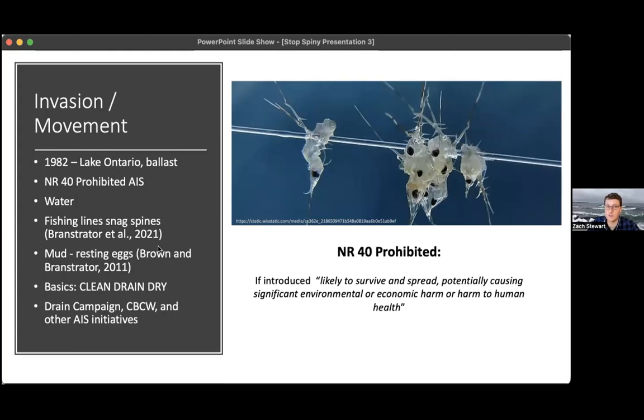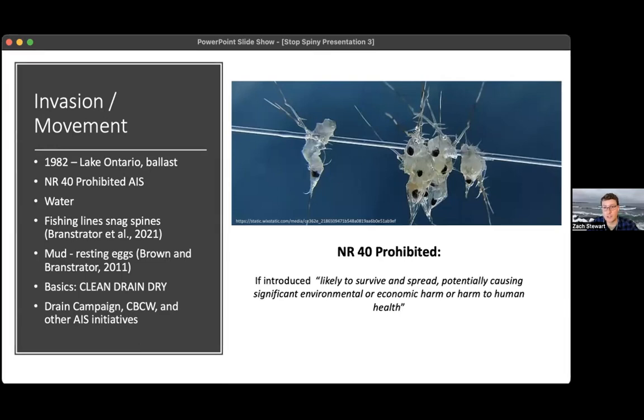And there's some really interesting recent research from Don Branstrator at UMD in Duluth. He and his group are documenting that fishing lines being trolled behind boats are actually quite effective at snagging up these spiny water fleas. And then, of course, if that fishing equipment is taken to a new lake and cast out there, it could potentially introduce this species into that new lake, which is exactly what we're here tonight to avoid.